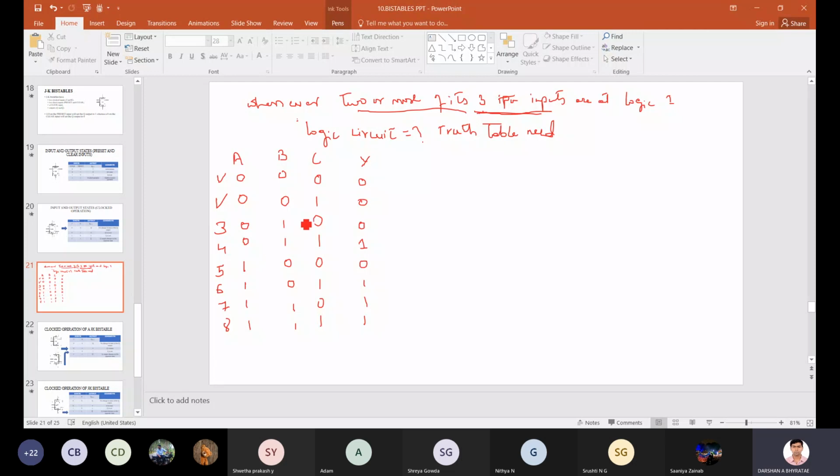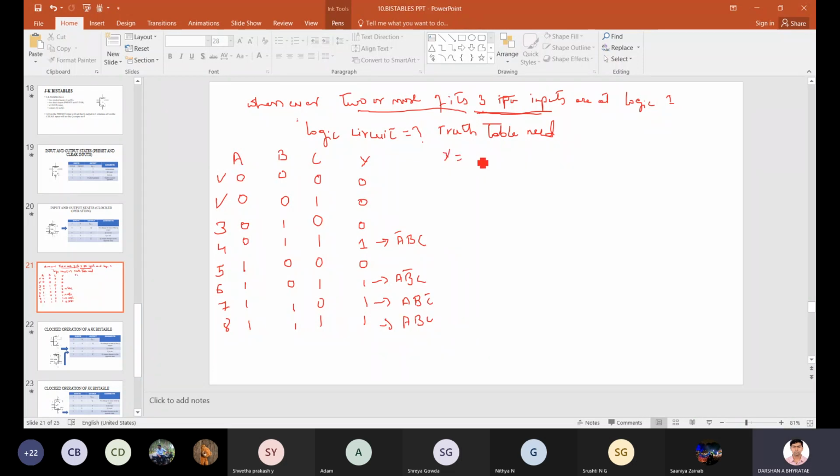So this is the truth table. Next, you have to write the expression. How will you write it? A bar BC, then AB bar C, then ABC bar, and ABC.